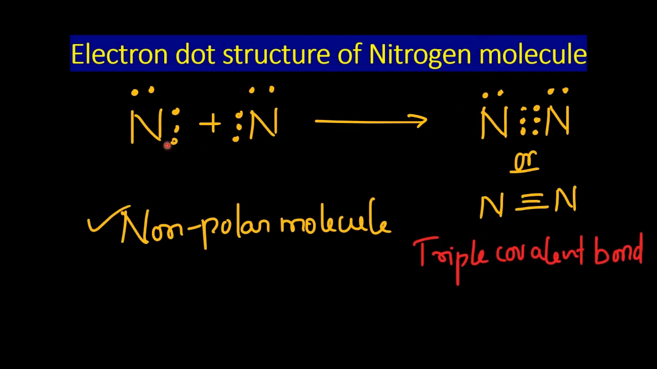Nitrogen molecule: it will have a triple bond between nitrogen and nitrogen, a triple covalent bond. This is again a non-polar molecule. You can see here one lone pair on this nitrogen, another lone pair on this nitrogen. So there will be a total of two lone pairs.